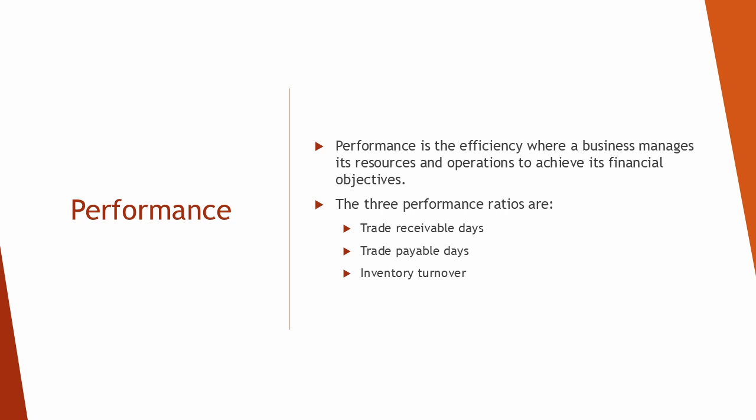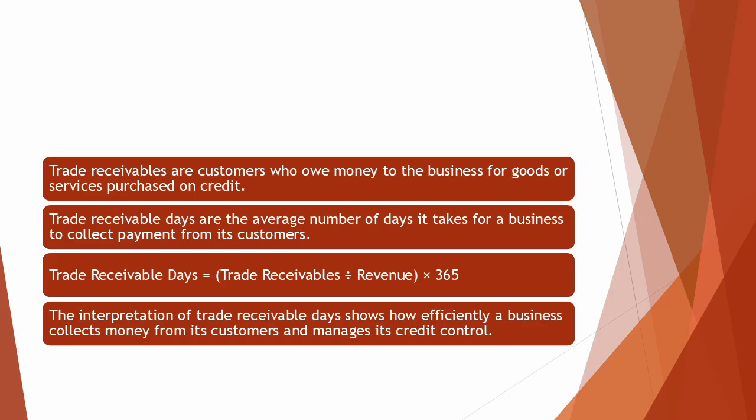Performance. Performance is the efficiency with which a business manages its resources and operations to achieve its financial objectives. The three performance ratios are trade receivable days, trade payable days, and inventory turnover. Trade receivables are customers who owe money to the business for goods or services purchased on credit. Trade receivable days are the average number of days it takes for a business to collect payment from its customers.